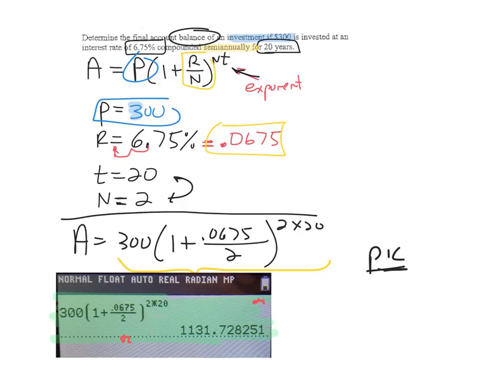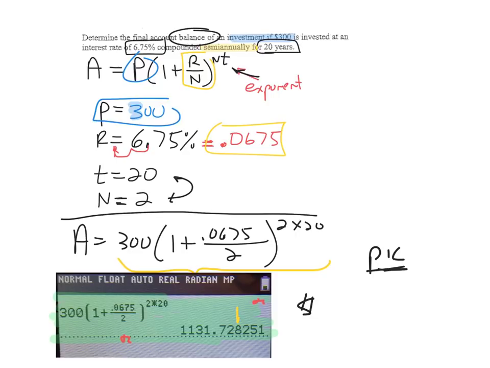So here's what your calculator should give you as the balance. Here's a picture of my calculator. I want you to take a picture of yours. Mine is highlighted in green, so yours shouldn't be. And remember, for these money questions, we're always going to go to 2 decimal places.